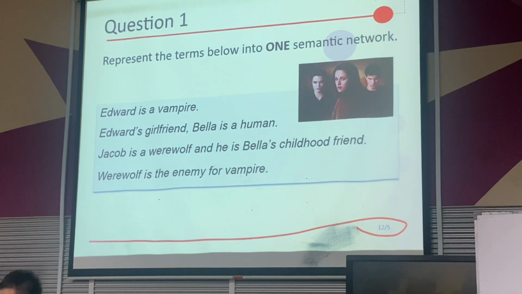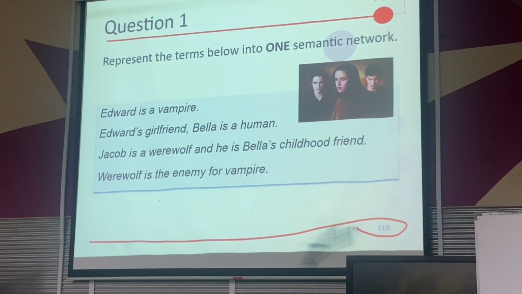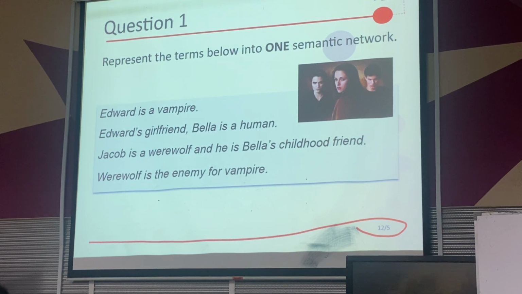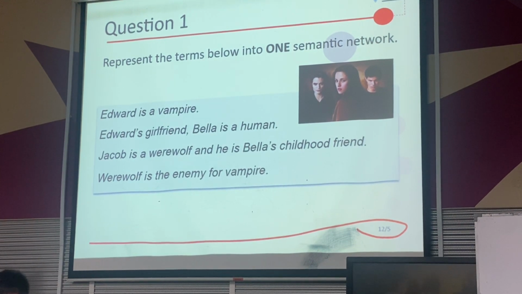Okay, so this is one of the example questions. Represent the terms below in one semantic network. Edward is a vampire. Edward's girlfriend Bella is a human. Jacob is a werewolf, and he and Bella are childhood friends. A werewolf is an enemy of vampires. Anyone?